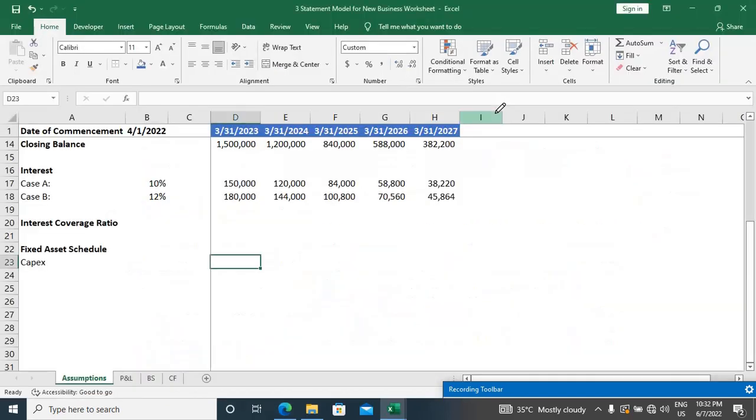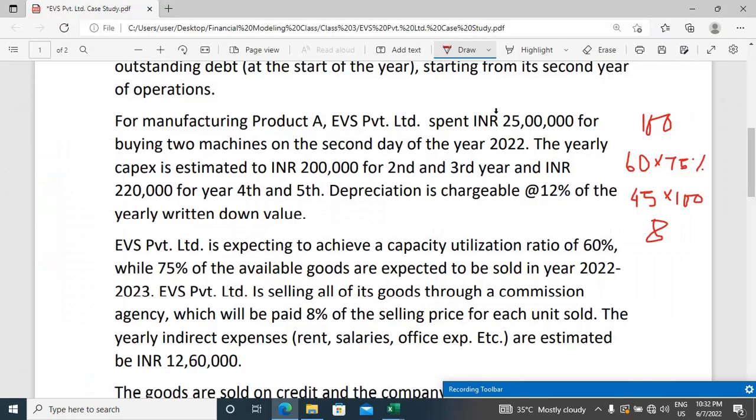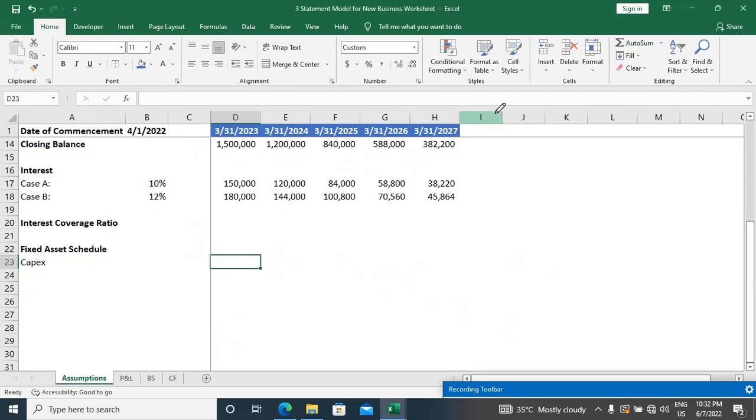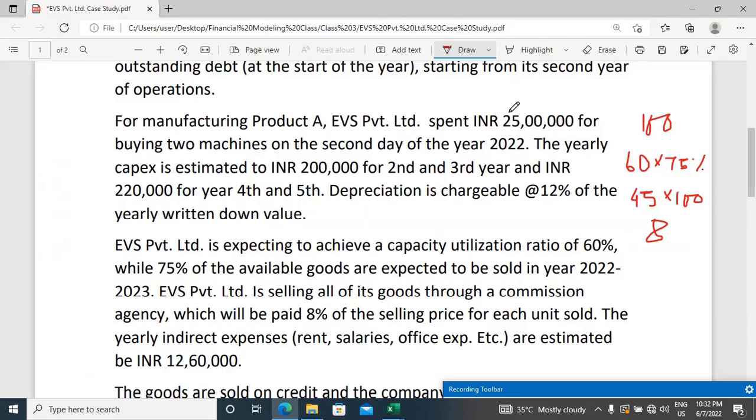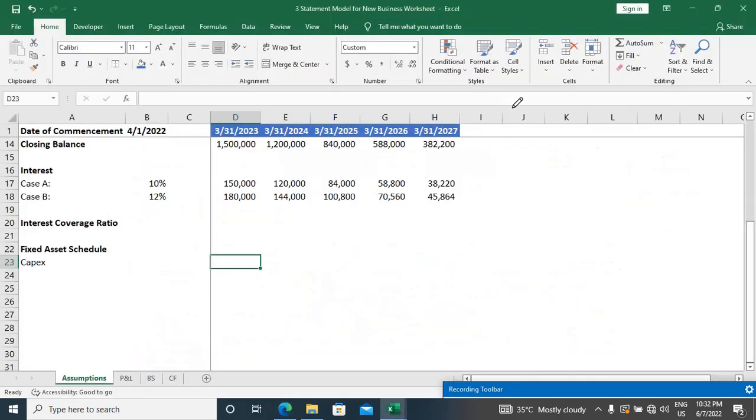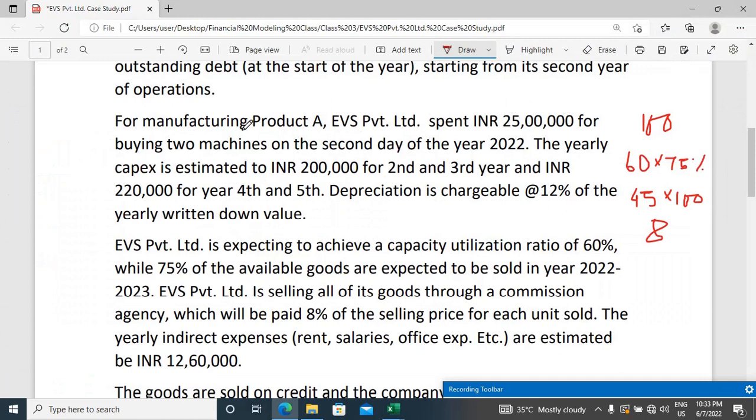Now let us look at it. So the capex part, in the first year, what was the capex amount? First year we made an initial capex of 25 lakh. So 25 lakh is our initial capex. Then in the next year, we did some more capex. So we bought two machines on the second day of the year 2022. The yearly capex is estimated to be how much? 2 lakh for second and third year.